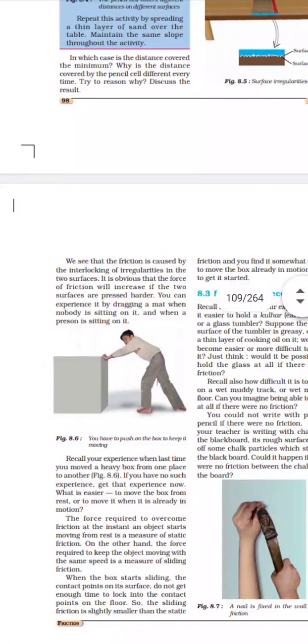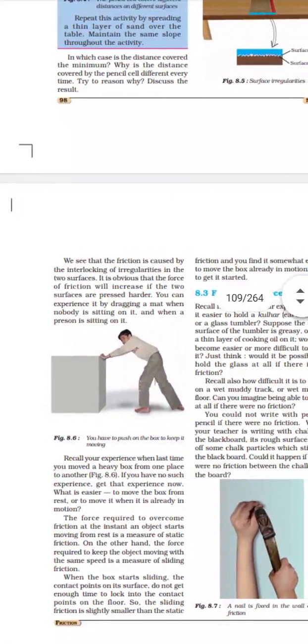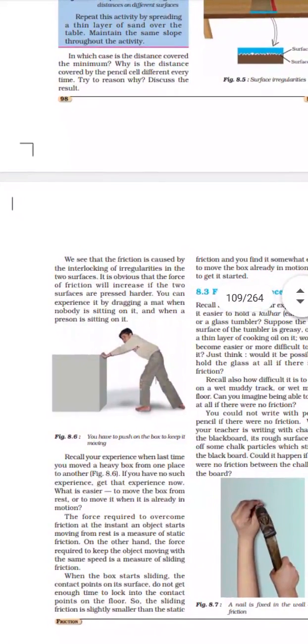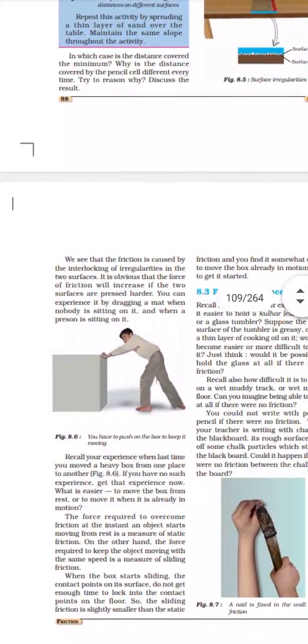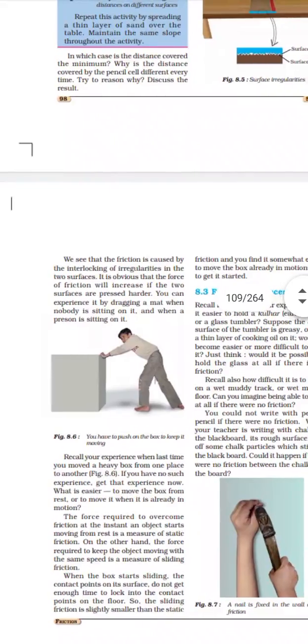Recall your experience when last time you moved a heavy box from one place to another. You have no such experience? Get that experience now. What is easier, to move a box from rest or to move a box which is already in motion?